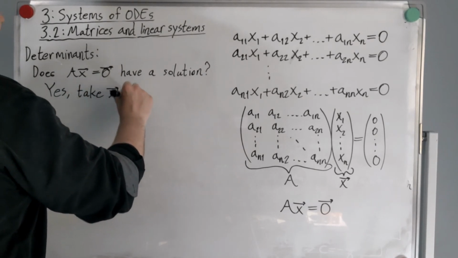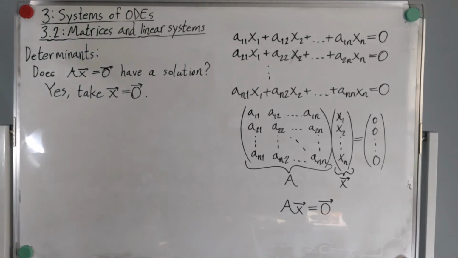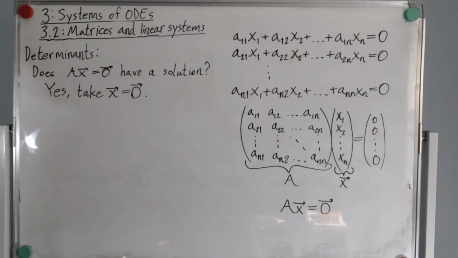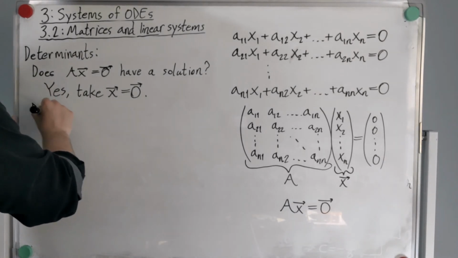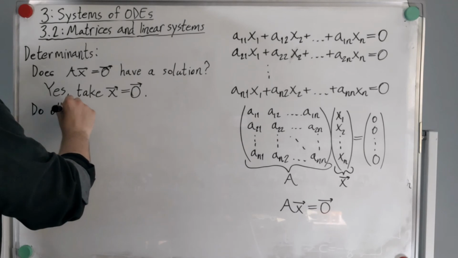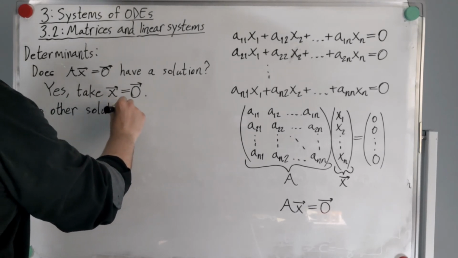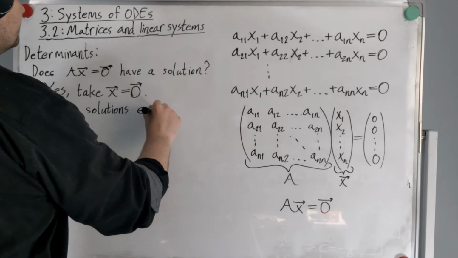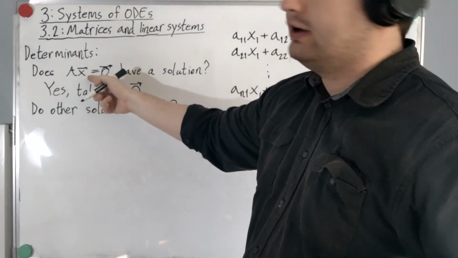Take x vector to be the 0 vector. Okay, so that's not very interesting. That's what we call the trivial solution of that equation. The question is whether others exist. Do other solutions exist? Where again, we have A and we're solving for x.